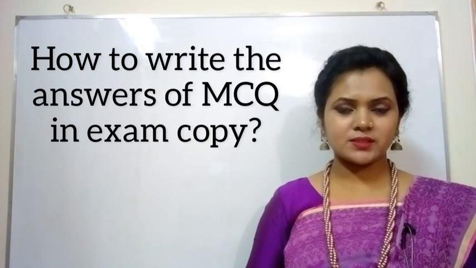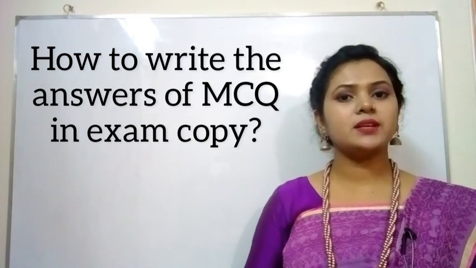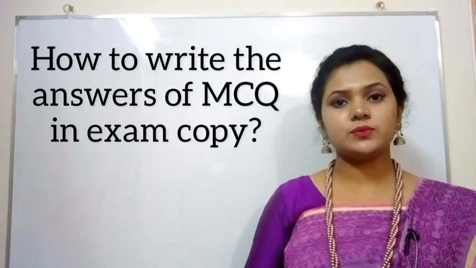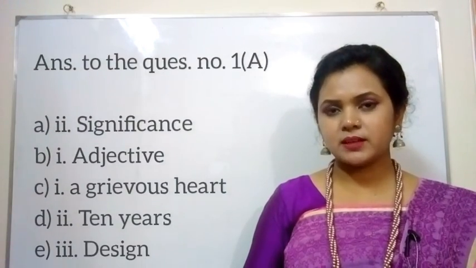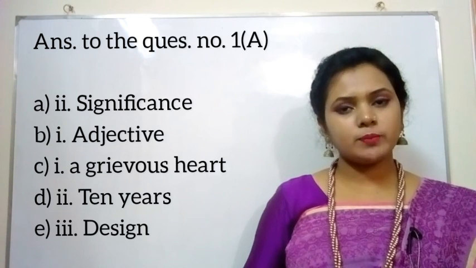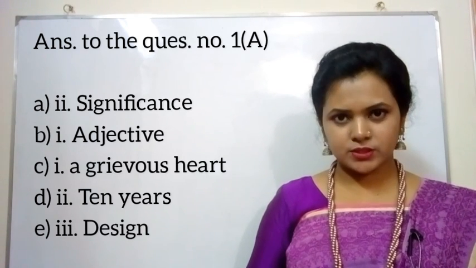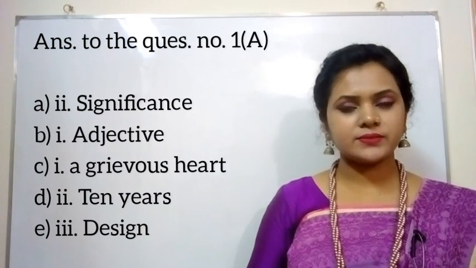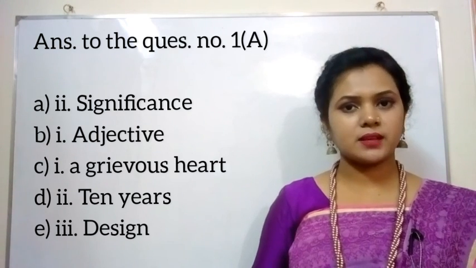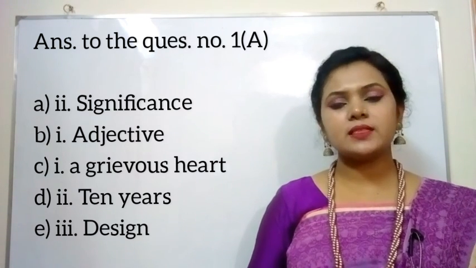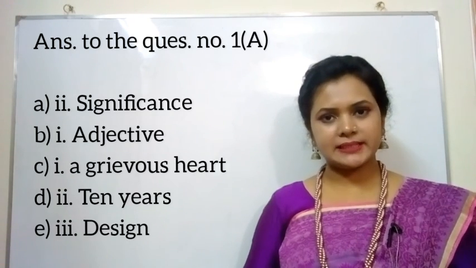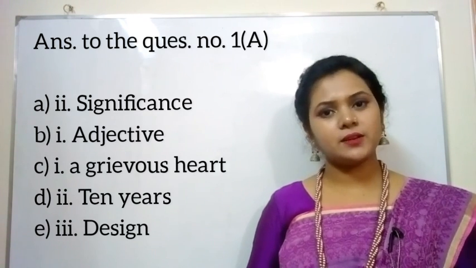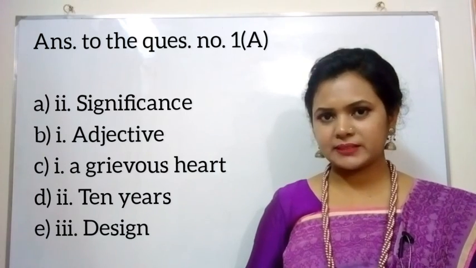Well, my dear students, when you are done with finding out the correct options, now it's time to write them in the copy. How are you going to write them in exam scripts? Let me show you that. On the top of your copy, you should write answer to the question number 1A, and on the left side, you're going to write the answers in this way. Using the number, you have to write the correct option. I believe the total idea of MCQ and how to answer them is very clear to you right now.